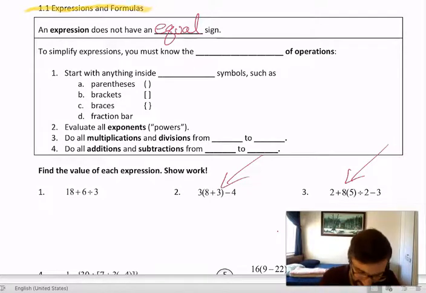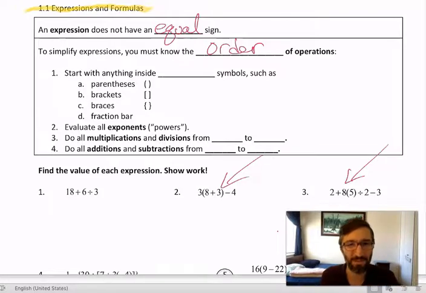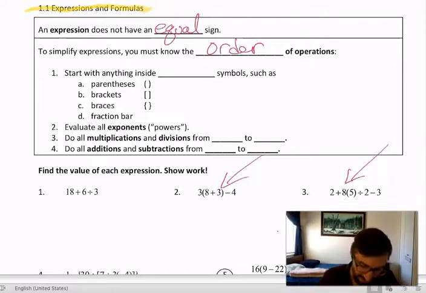To simplify expressions, we need to know the order of operations. And you've probably talked about the order of operations for quite a while now in math class. But the order of operations is pretty important. It's this agreed on order that we can get the same answers from the same questions if we all follow the same order. If everybody's following a different order, everybody's going to get wrong answers and then the whole internet will explode, and we don't want that. So we start with anything inside grouping symbols.